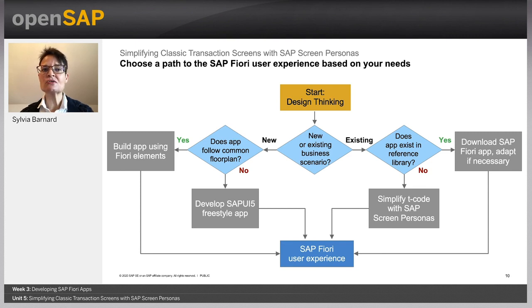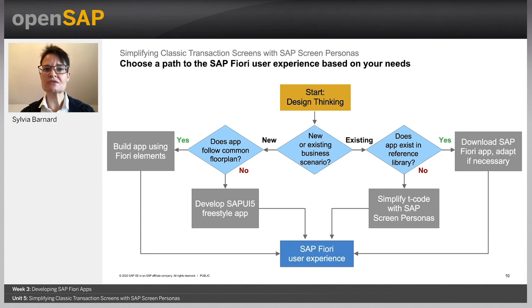Now let me go to the left of the decision tree. If you need to start from scratch for a new business process, building a new app will be the best answer. If it follows common floor plans, you can build your app by using Fiori elements. If the answer to the question, is there a common floor plan, is no, then develop your SAP UI5 Freestyle app.